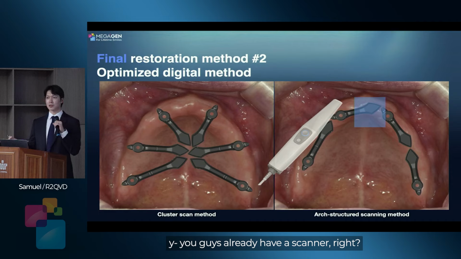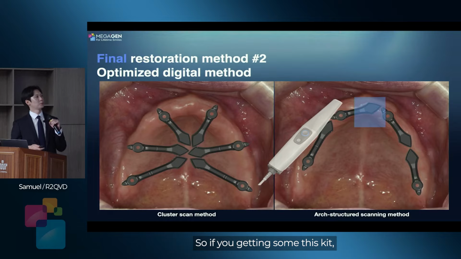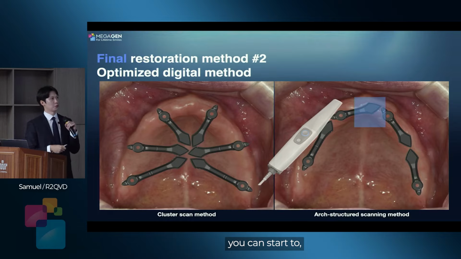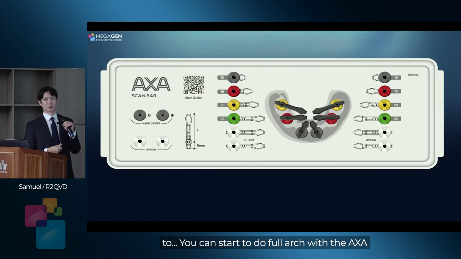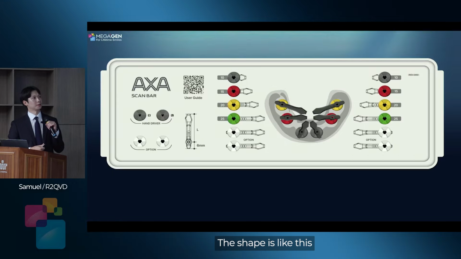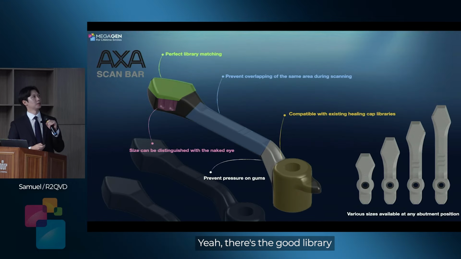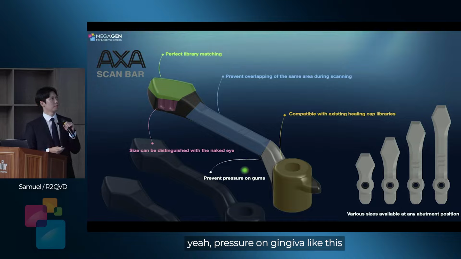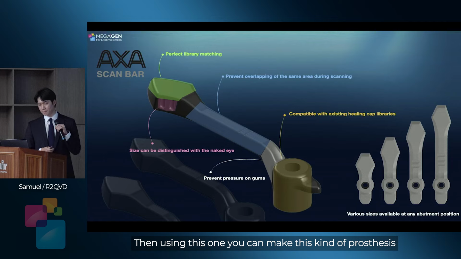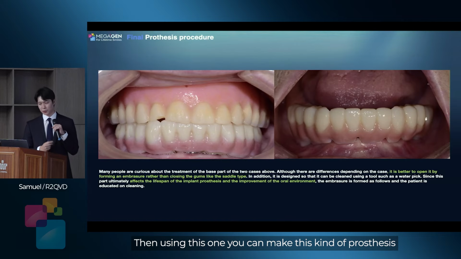You already have a scanner, right? So if you get this kit, you can start full arch with the AXA. The shape is like this. Yeah, there is a good reference merging point here. Yes, and here we do some character. That means it is easy to scan here, and yeah, like this. Here is to prevent pressure on the gum, like this. Then using this one, you can make this kind of prosthesis.